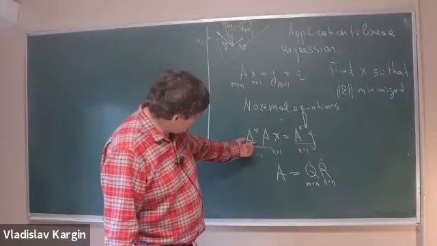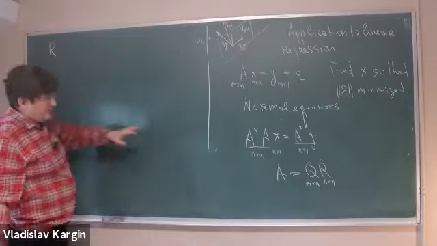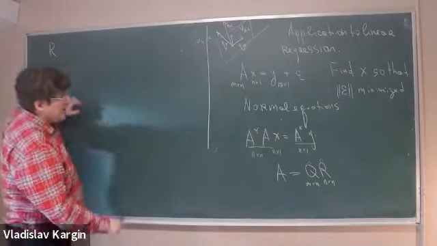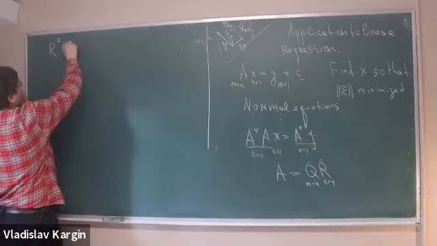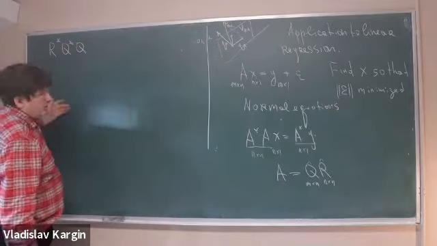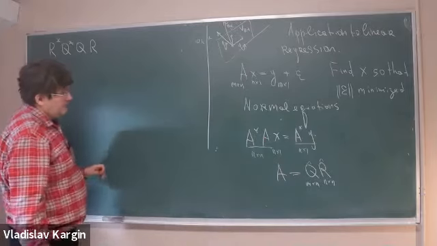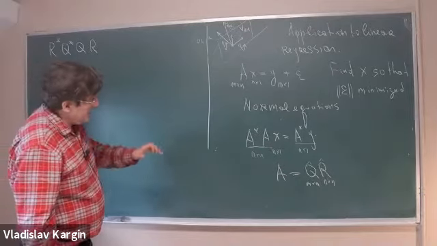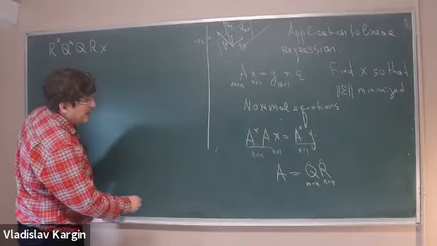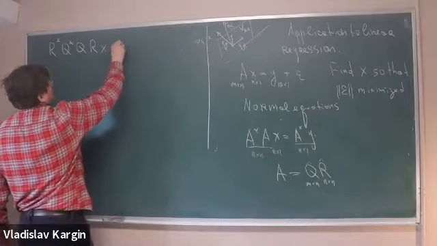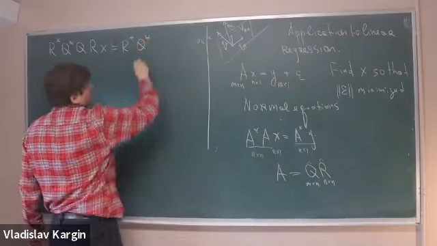Okay, so after that, let's plug it into this equation. And so what we'll get: R star Q star multiplied by Q R x, and here we have R star Q star y.